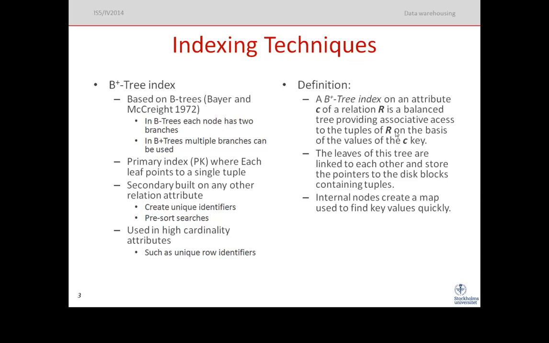So we create unique identifiers with the help of indexes, and we can also pre-sort searches. We can create an index and sort that index in another way. So for instance, in a book, you can have an alphabetical index, but you can also have other types of indexes of what matters most, or in a database you can have other attributes that you sort on. If you have car models and car manufacturers, perhaps car model is the primary key, and then car manufacturer can be another way of sorting the data. B+tree indexes are used in high cardinality attributes such as unique row identifiers.